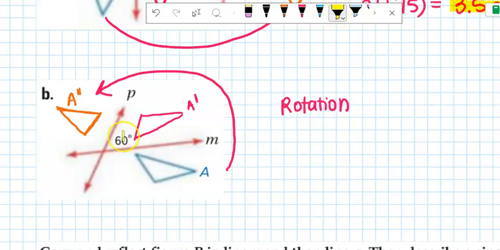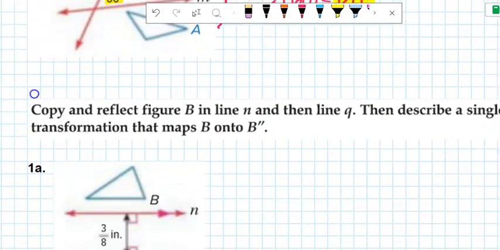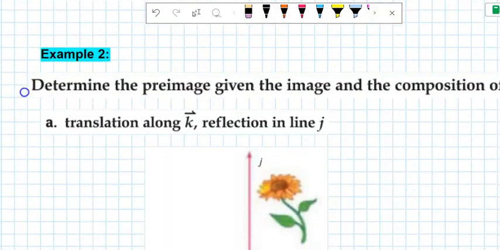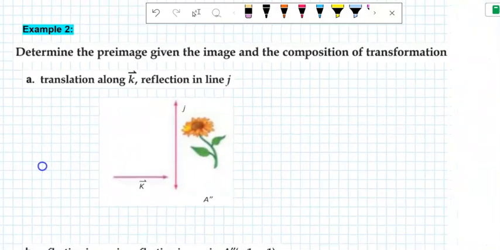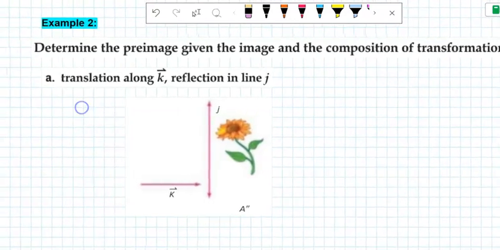Okay, and then to get the degree of rotation, we're going to double that acute angle, which is 60, and get 120. So this would be a rotation of 120 degrees. Okay, so we also have, what if we're going to go backwards? What if we are given the image and we're asked to flip it back?